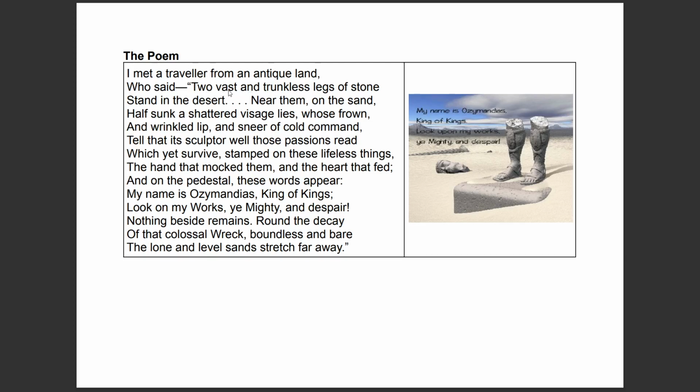So, firstly, here he uses this word vast, means huge, trunkless. So, the trunk is the main part of the body, but he's saying that there was no trunk. Okay, so there was just these two huge legs of stone, and they were standing in the desert, as you can see there. And near them, so they're nearby on the sand, half sunk, a shattered visage lies. So visage means face, shattered means broken. So there's the face, and it's half sunk in the sand, and it's kind of broken as well.